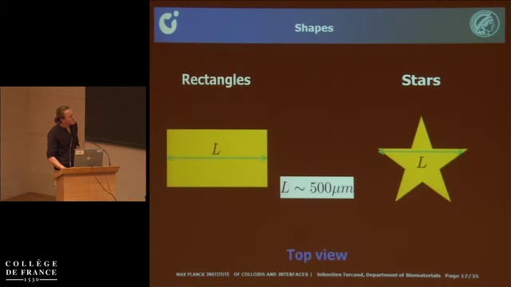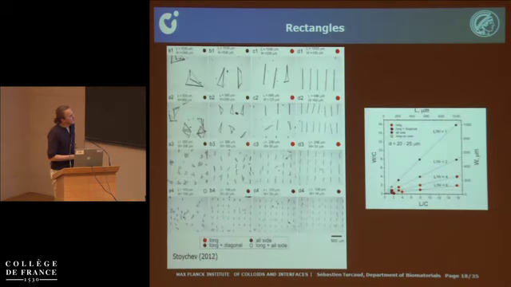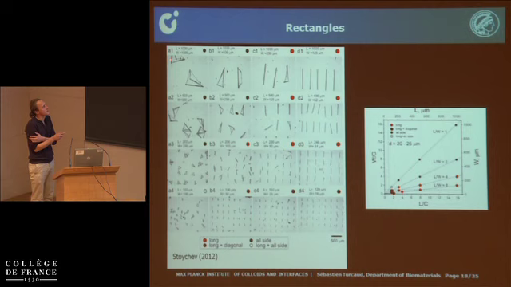We looked at two kinds of shapes, rectangles and stars. The typical dimensions are 1 to 2 micrometers thick, and here 500 micrometers wide. So let me talk first about rectangles. Here are the experimental results where we look systematically at shapes from 1000 micrometer to 125 micrometer squares, and going to rectangles by increasing the aspect ratio from 1 to 2 to 4, then to 8.